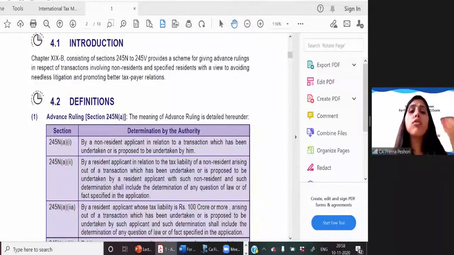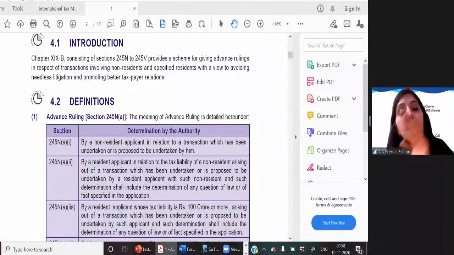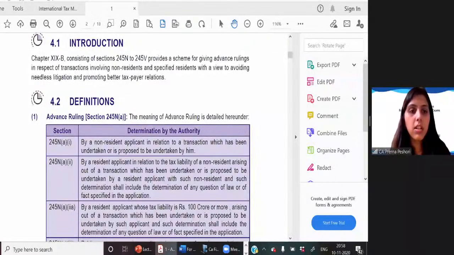A resident can also make an application because, as I said, when a resident makes payments, he will have a TDS liability under 195. If he does not deduct the TDS, he will face disallowances and the consequences of being treated as an assessee in default. To avoid that, a resident can make an application to determine the tax liability of a non-resident. Clear? A resident can also make an application for his own tax liability in respect of a transaction undertaken or proposed to be undertaken, where the tax liability of that transaction would be 100 crores or more.